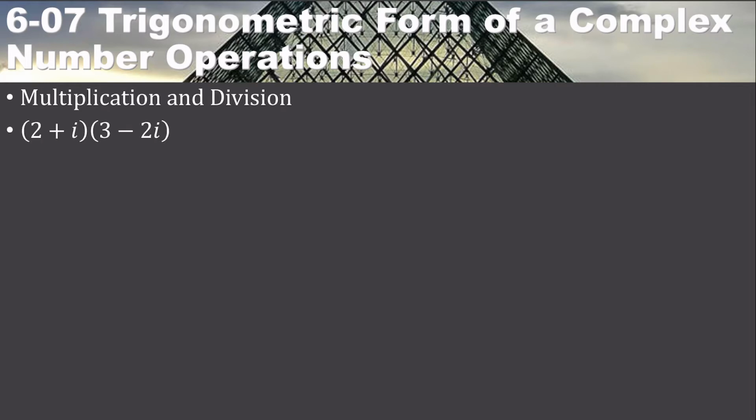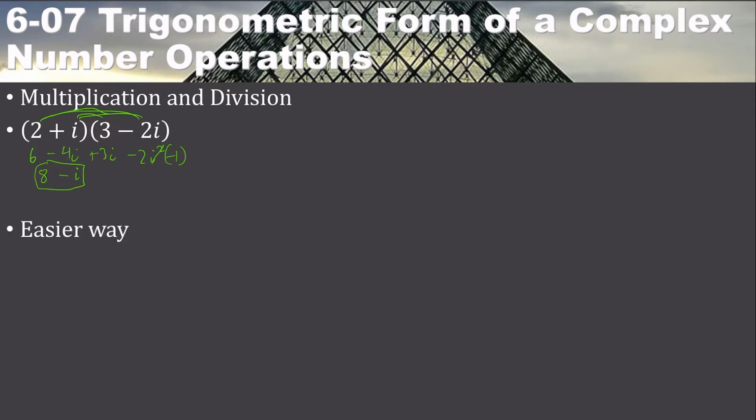To multiply these, we would have to go 2 times 3, 2 times negative 2i, 3i, and that would be negative 2i squared. i squared is negative 1, so that becomes a plus 2. 6 plus 2 is 8, and the i's would be negative i. So it would be 8 minus i.